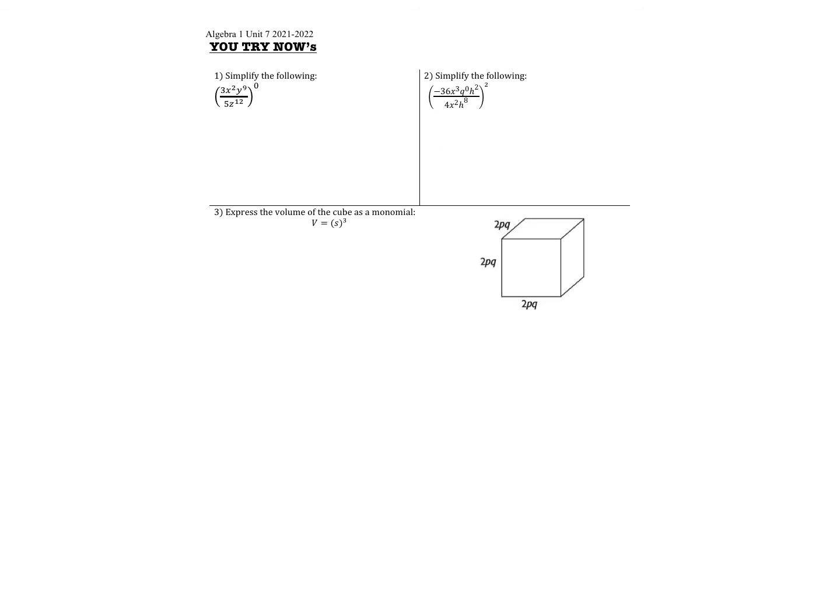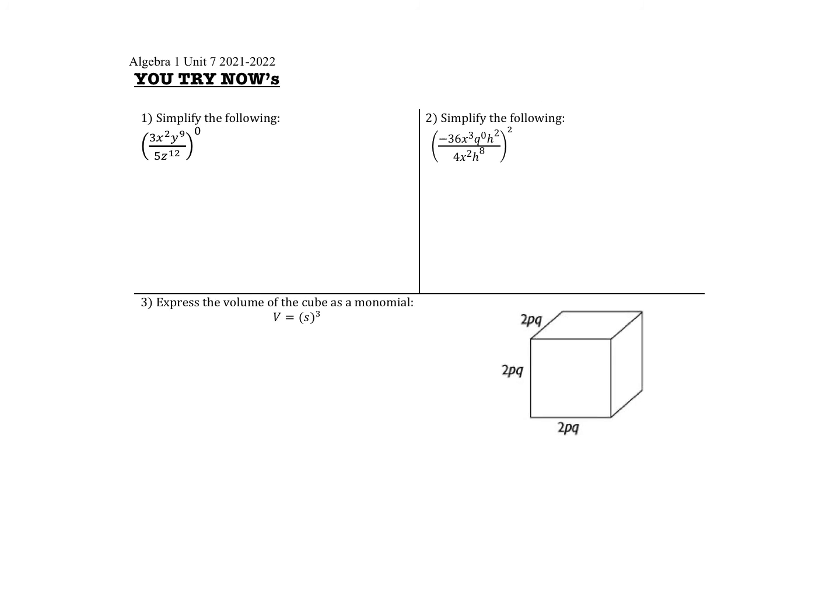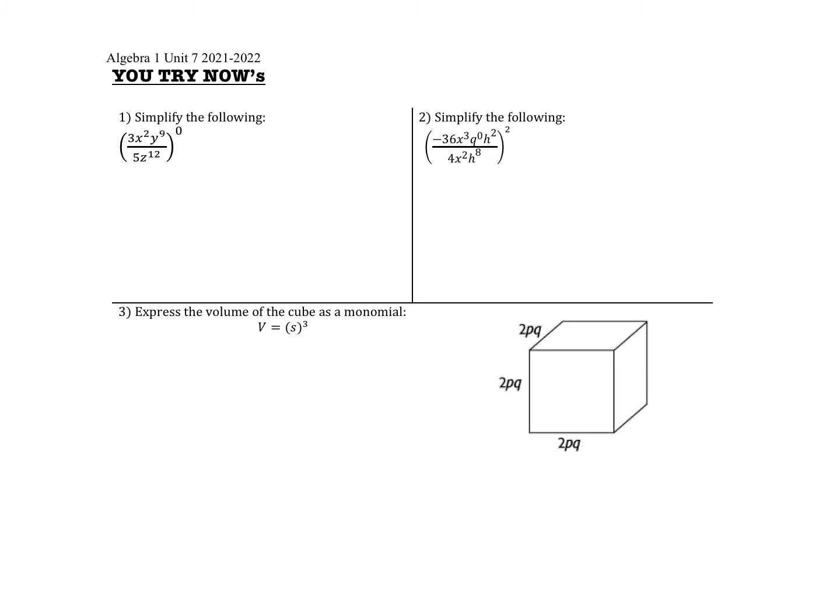All right, moving on to page 2. These are the Utries. We're going to pause it here and come back and check your answers. All right, starting off with the first one, right, we have a large quantity raised to the 0. We talked about that in the previous section. If we're raised to the 0, the value is going to be a 1.